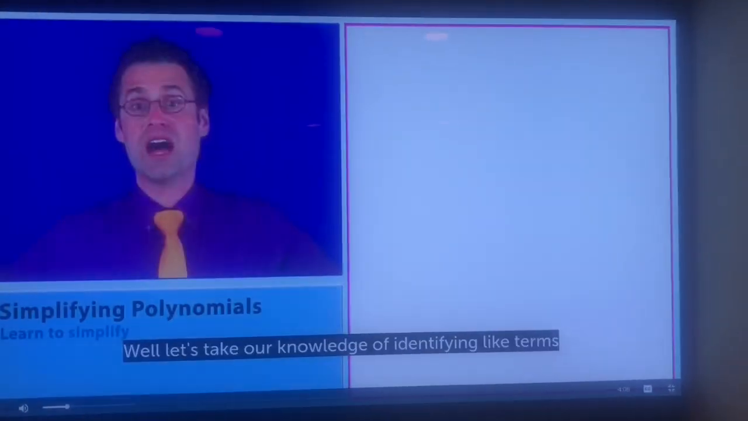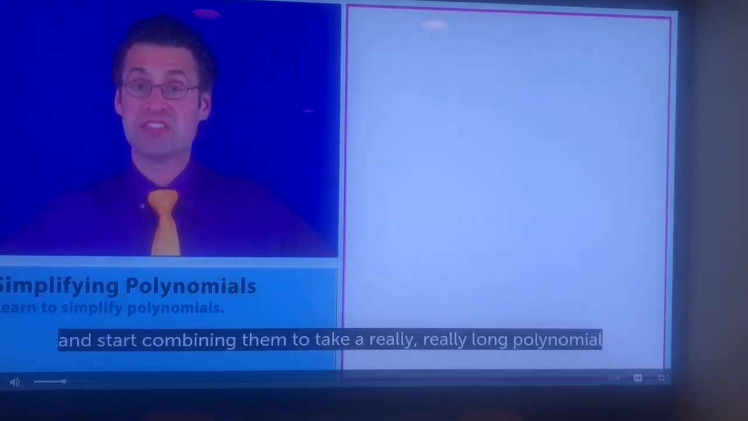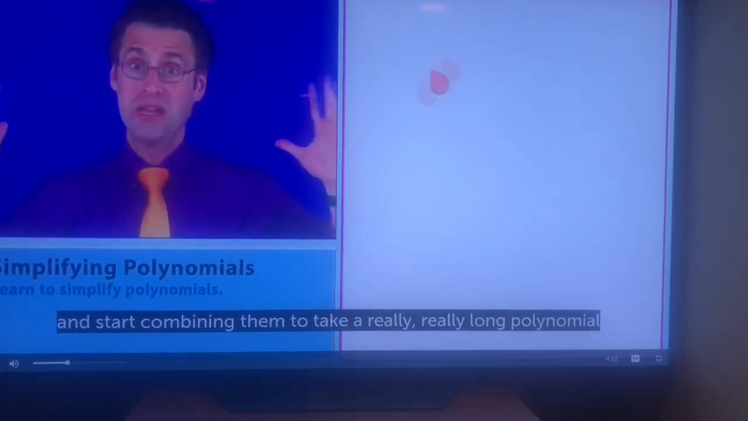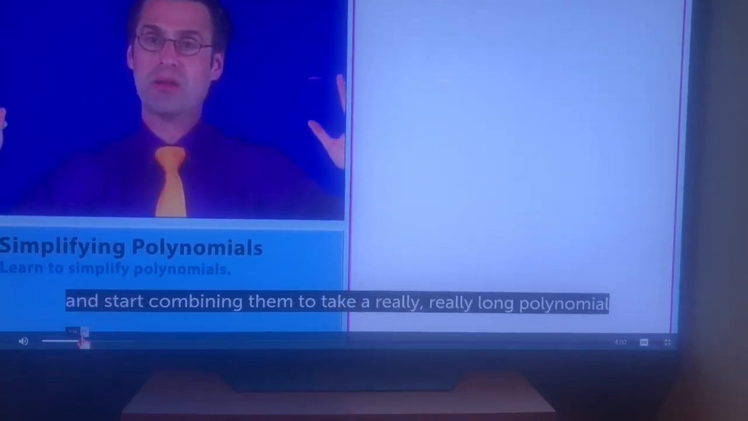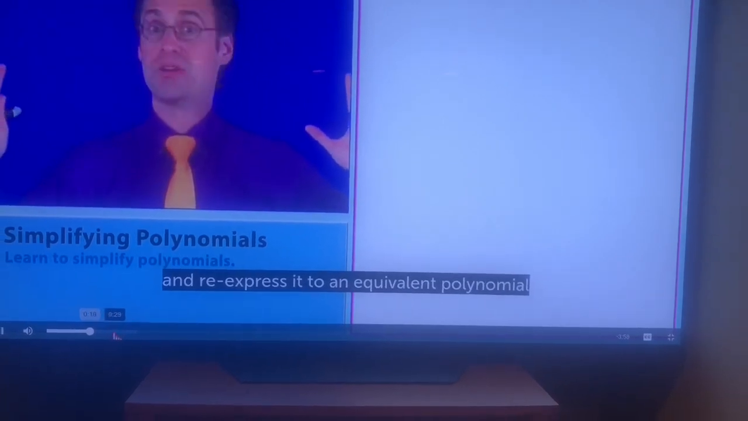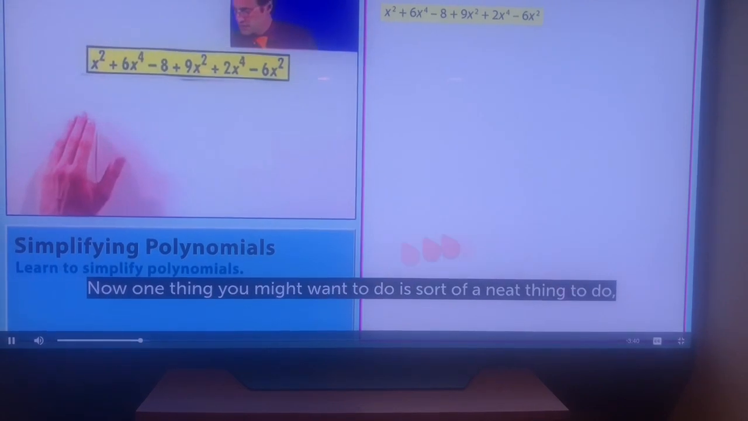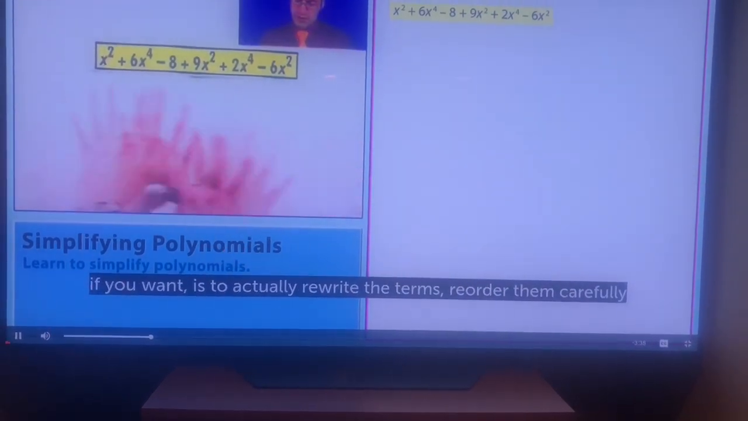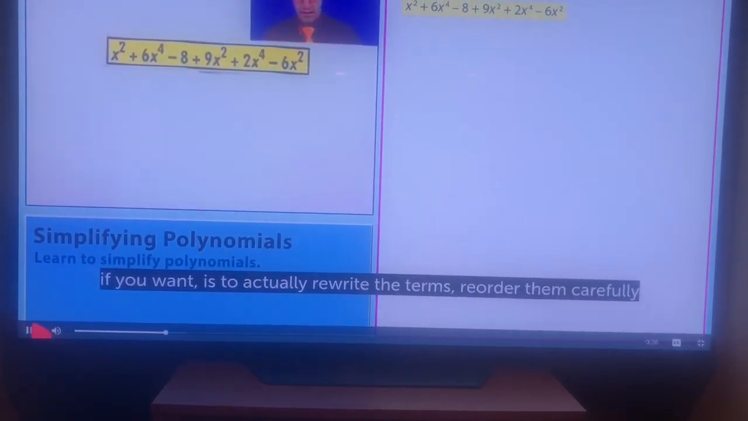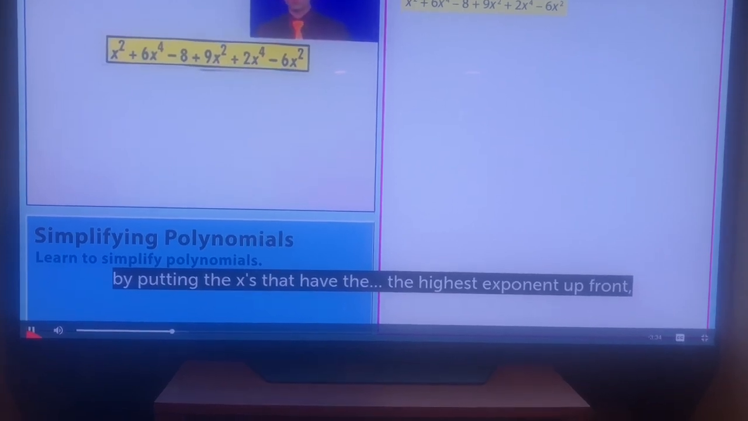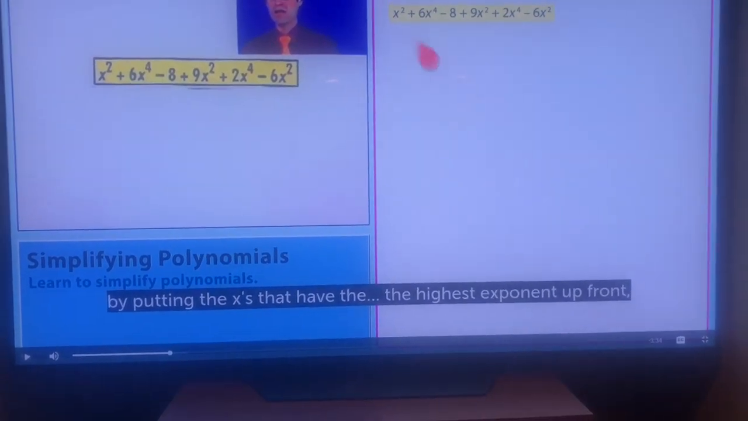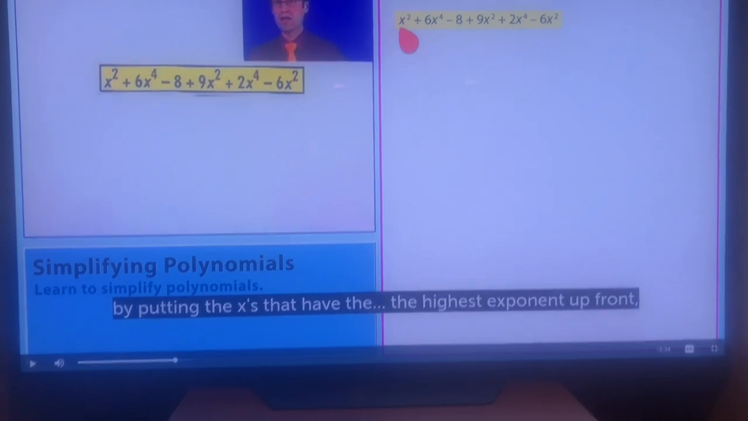Well, let's take our knowledge of identifying like terms and start combining them to take a really, really long polynomial and re-express it as an equivalent polynomial. Sort of a neat thing to do, if you want, is to actually rewrite the terms, reorder them carefully. So you want to take these and put the ones that are like terms together.